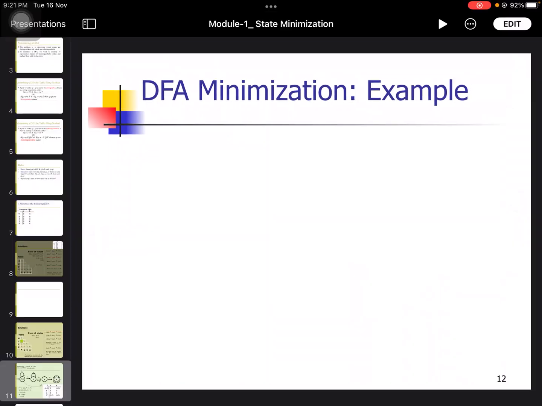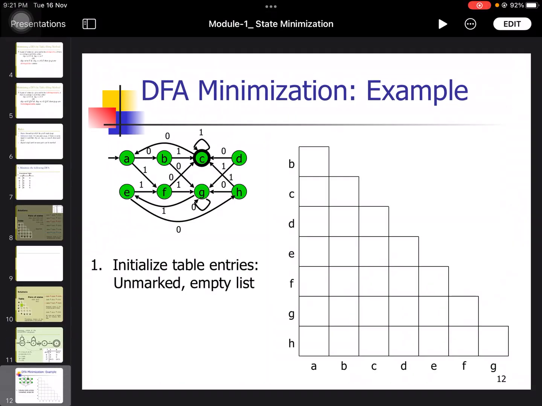With this we have discussed the minimization of DFA, and this is one more problem we will discuss in the classroom. This is very important and has to be solved on the blackboard.